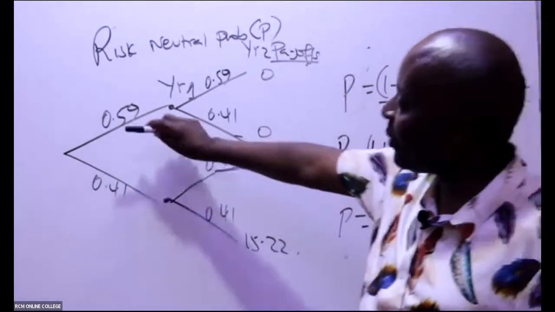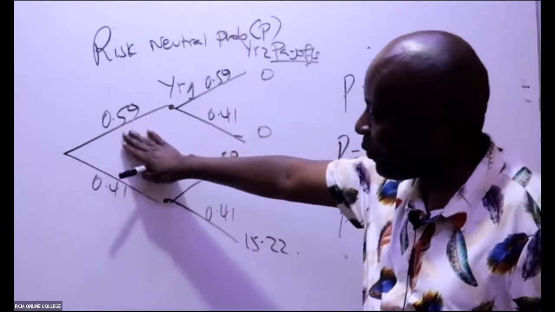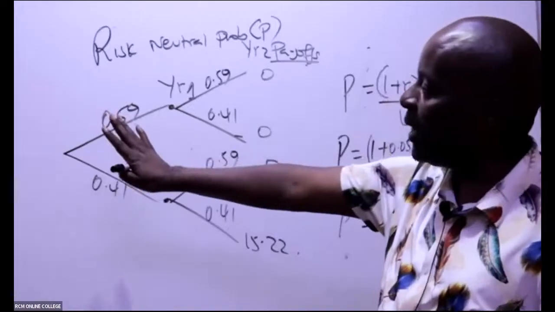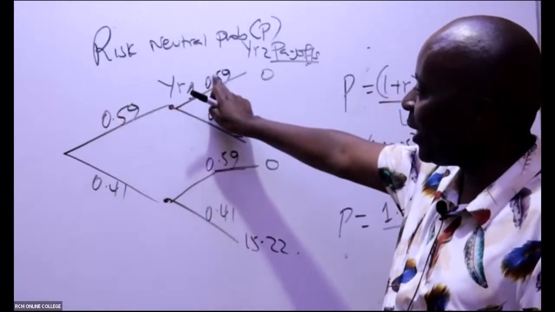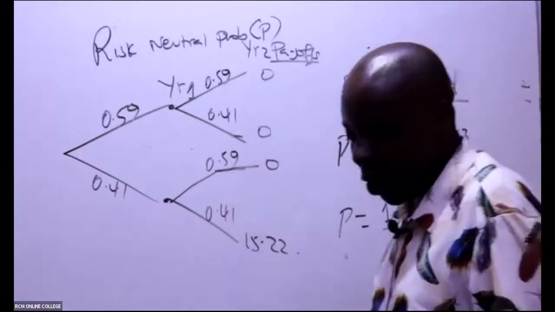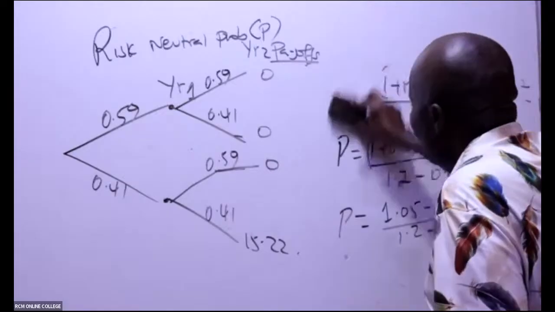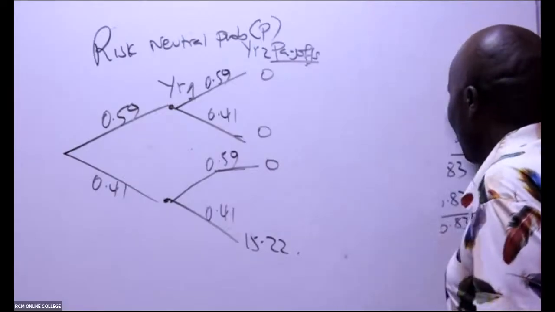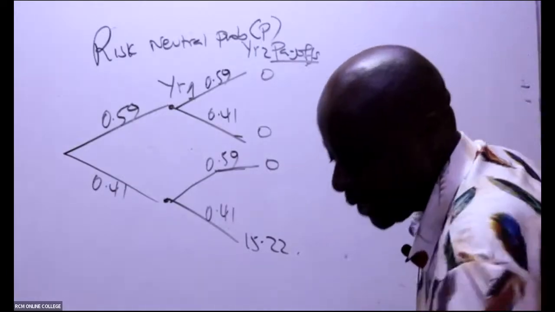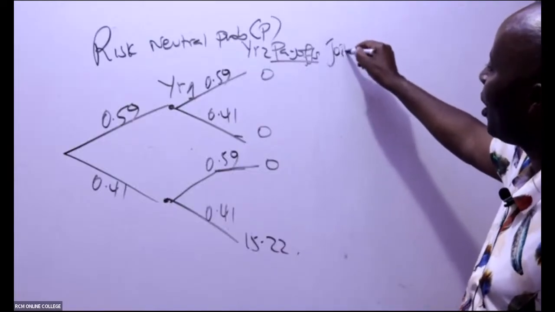Because once you get this 0.59 risk-neutral probability, automatically the other one will be complementary. The upper one is 0.59, like that. So you have your payoffs. What you need to do now is give us the joint probabilities, the JPs.